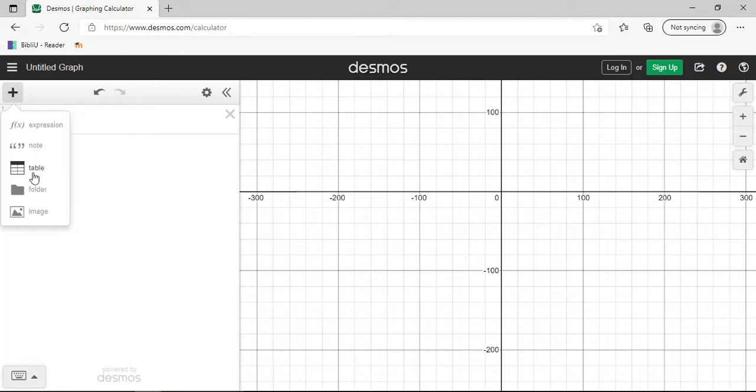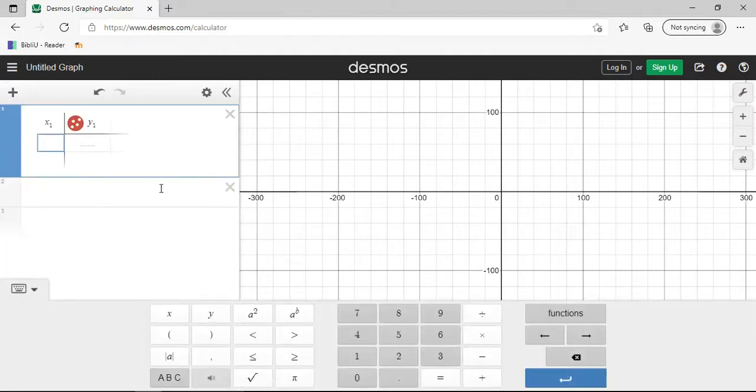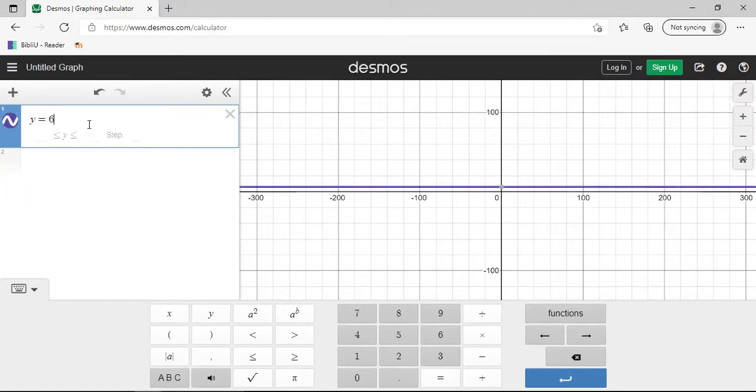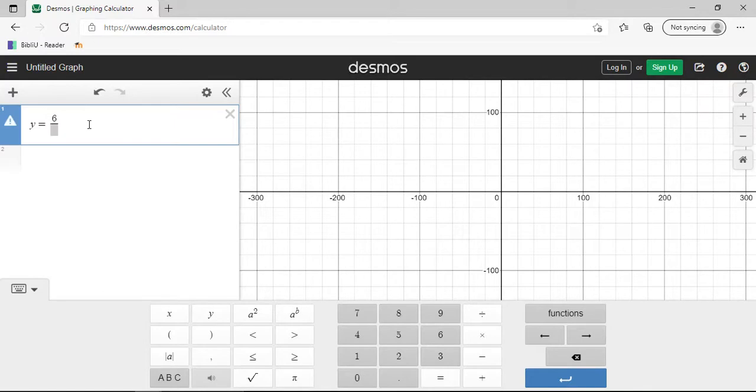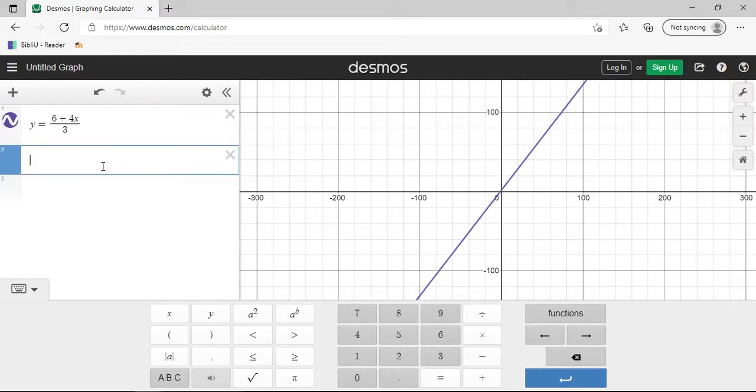So we'll go here, we're at our table, and then first we'll do the g of x. Oh, actually, no, we won't do a table. We'll do the equation. So g of x, we have y is equal to 6 plus 4x in the numerator, and then we had 3 in the denominator. Okay, that's one line.